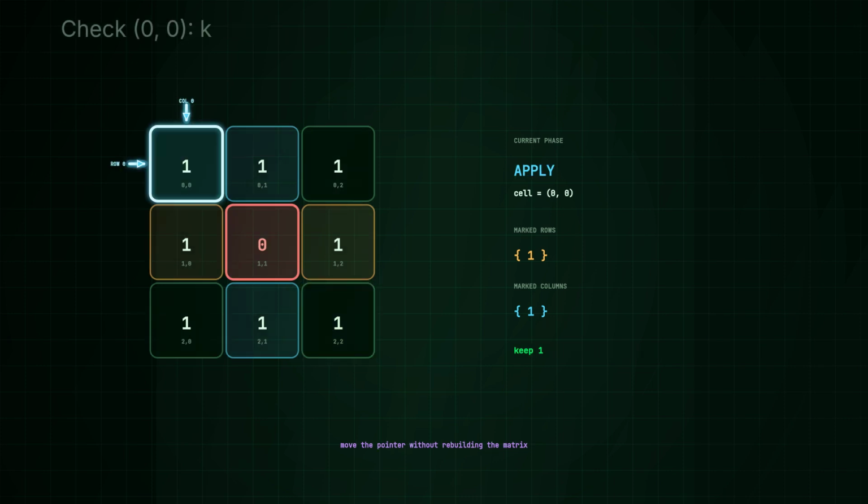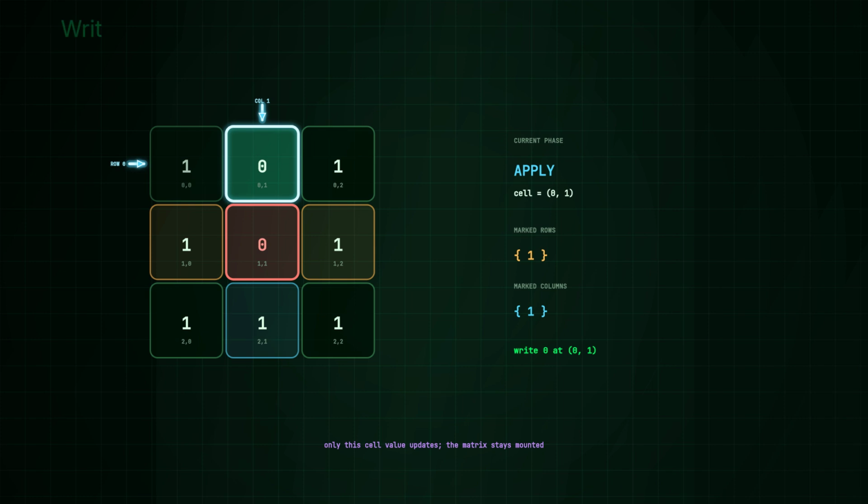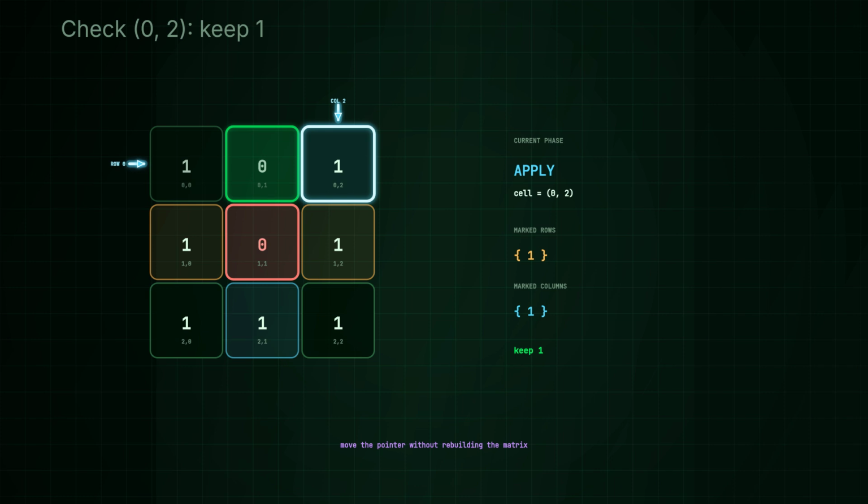Move the pointer to row 0, column 0. Since neither its row nor its column is marked, keep the value 1. Move the pointer to row 0, column 1. Because column 1 is marked, replace 1 with 0. Only this cell updates. Move the pointer to row 0, column 2. Since neither its row nor its column is marked, keep the value 1.